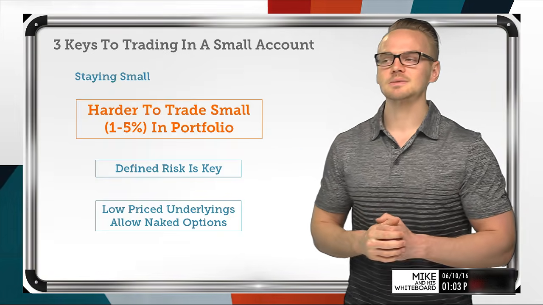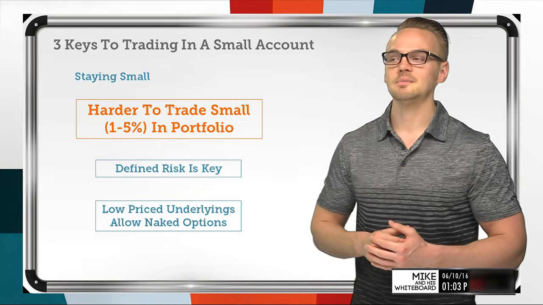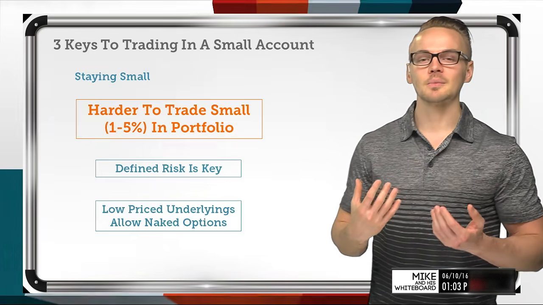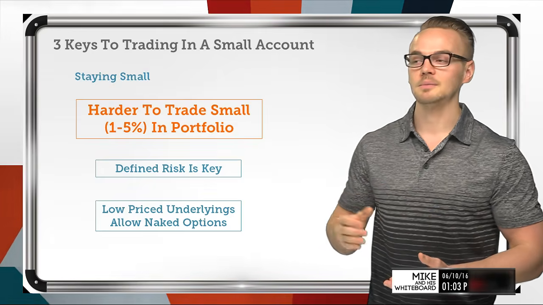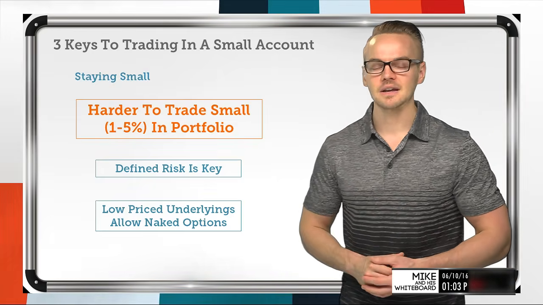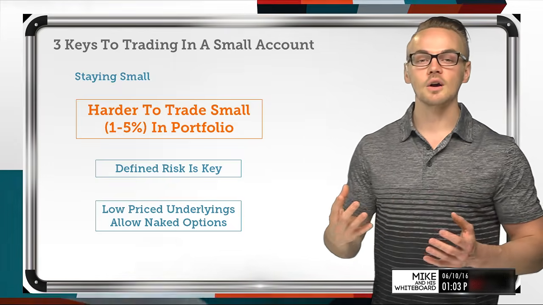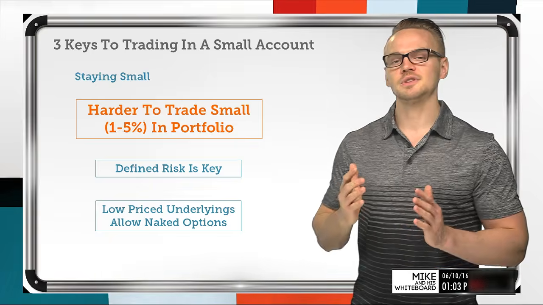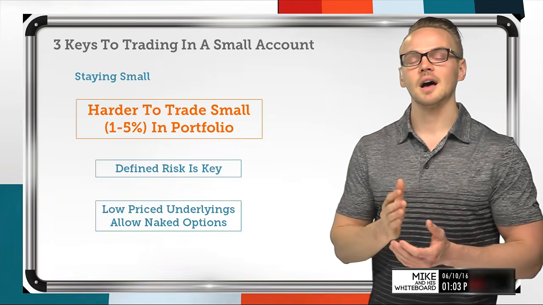So when we're looking at smaller accounts, it is going to be harder to trade small in that 1 to 5% range. There are a few things I want to point out that will definitely help to keep that small range available. And the number one thing is defined risk. We talk about naked options and the benefits of naked options, and they are all true, but defined risk for a smaller account can actually be a very useful tool because it helps us stay small.